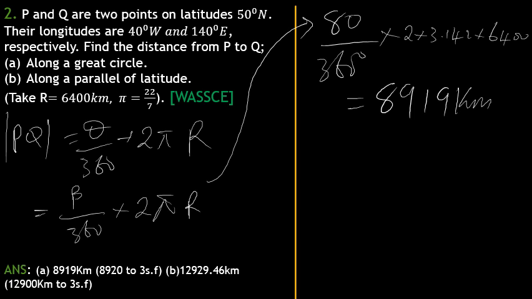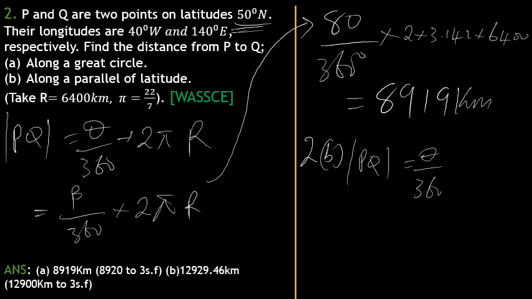Now to find B, 2B says we should find the distance along a parallel of latitude, that is latitude 50 degrees. Very simple. PQ along the small circle is equal to theta over 360 times 2 pi small r. Don't forget. So let's plug in the values we have. Theta is 180 degrees, that's the angular difference, over 360.